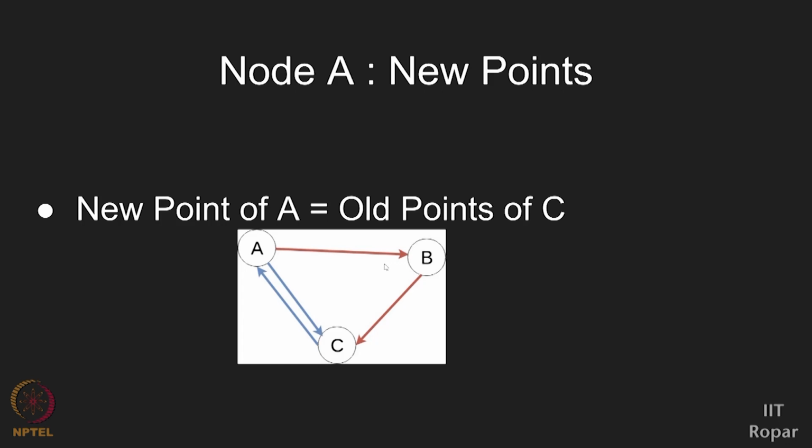Initially everything was equal. Following this exchange rule, they had exchanged their points, and what is the new points? Node A will get everything from node C, right? So whatever was the old points of C, that will entirely come to A. That is the new points.